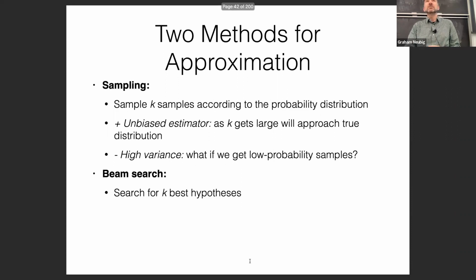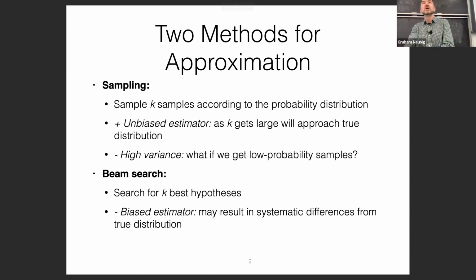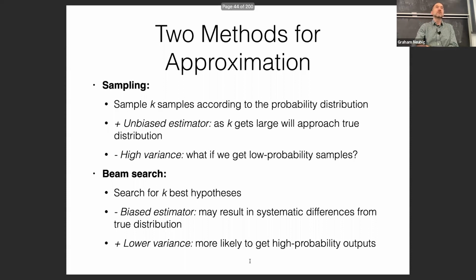Another thing that you can do is beam search. So what you do here is you search for the k-best hypotheses and only add the k-best hypotheses to the bottom of this partition function. The problem with this is it's a biased estimator, and this can result in systematic differences from the true distribution. But the advantage is it has lower variance. It's more likely to get high probability outputs. So both of these are pretty widely used in practice in these structured training algorithms.